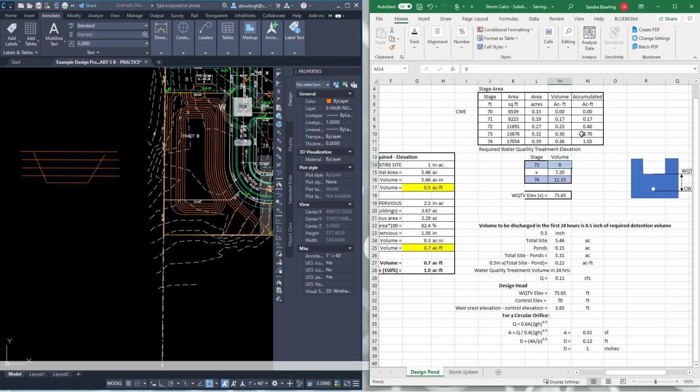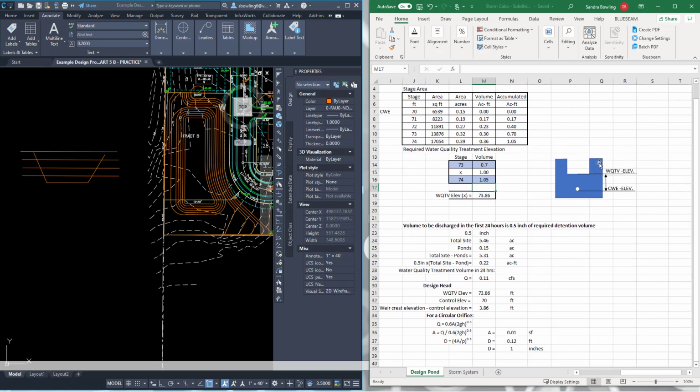At 73, I have 0.70. I'm sorry, the stage, I've got these backwards. Let me reverse these. No, I'm not. It's going to be one of those days. So this is going to be 0.7, and this is going to be 1, and this is going to be 1.05. Okay, so the elevation of water quality is going to be 73.86.